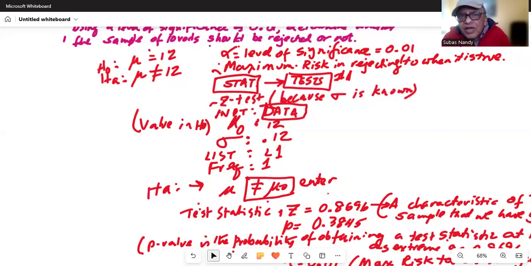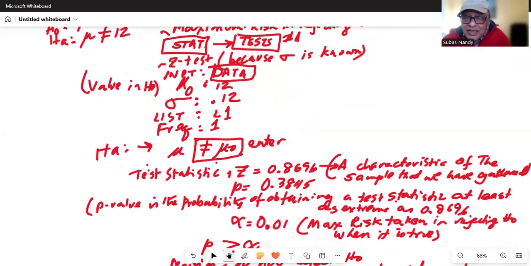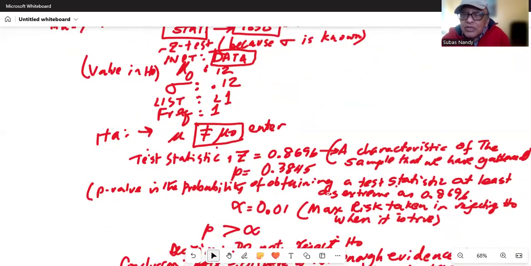So mu 0, the value in the null hypothesis, is 12. Sigma is given to us as 0.12. List is in L1, frequency is 1. The alternate is not equal to mu 0, so bring the cursor on not equal to mu 0 and hit enter. And then we calculate a test statistic 0.8696, and the corresponding p-value is 0.3845. This is the probability of obtaining a test statistic at least as extreme as 0.8696.